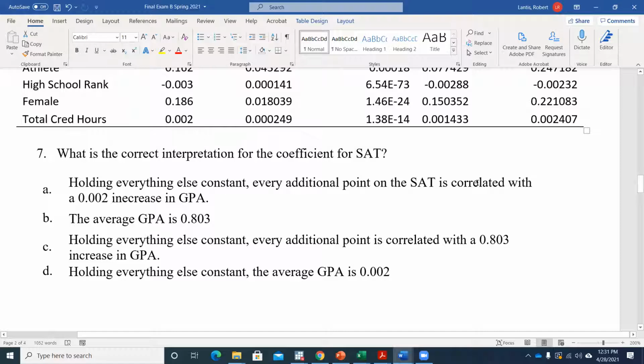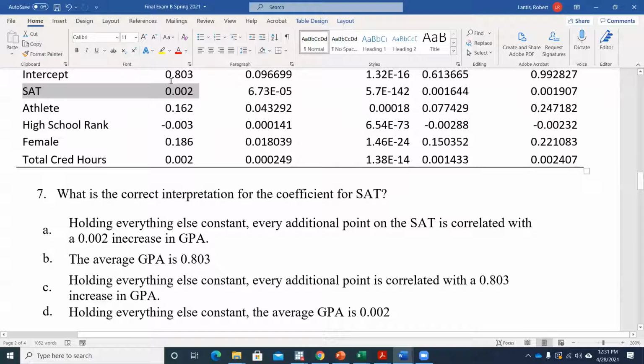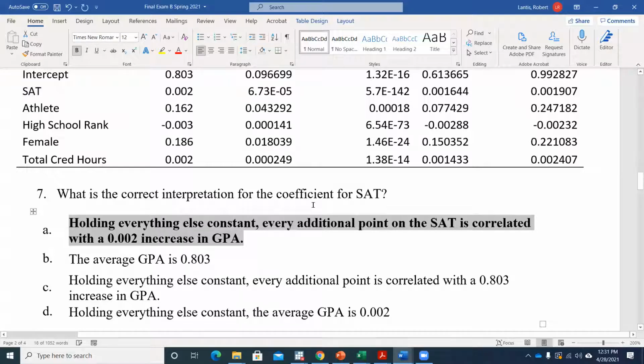Every additional point on the SAT is correlated with a 0.002 increase in GPA. Well, that was exactly what we said, but not holding everything else constant. Then, holding everything else constant, an additional point is 0.8. Where did that 0.8 come from? I wish I'd been looking at the wrong coefficient there. My slope coefficient on SAT was 0.002, so we know that A is the correct answer. That's the correct interpretation.